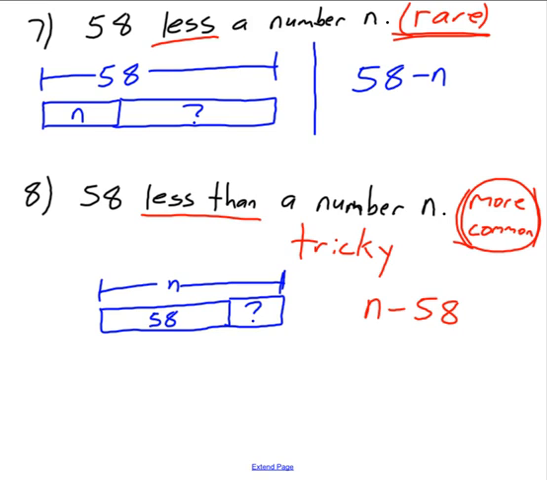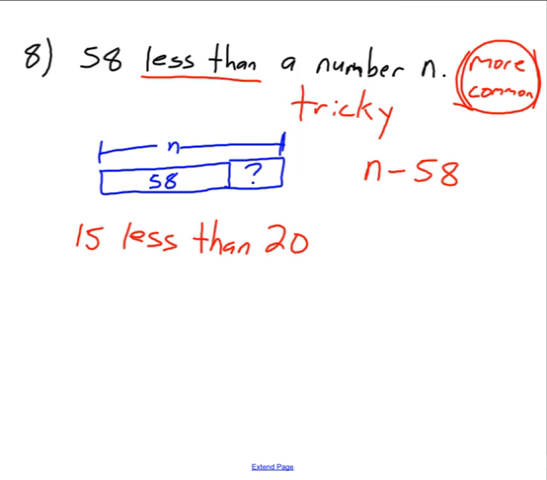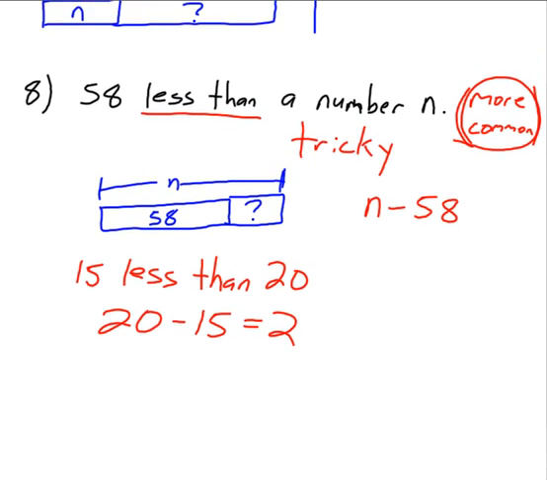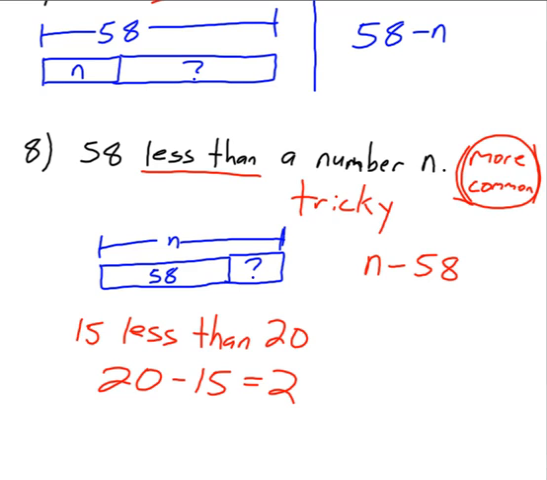It makes more sense when you put numbers in there. If I said, what is 15 less than 20, I think most people would figure out that the answer is 5 there. 15 less than 20 equals 5, and you can see that the 15 and 20 get switched around there. So again, this is a tricky concept. We're going to practice this definitely in class. But 58 less than a number n means you're starting with n here, and then you're subtracting 58, leaving you with this amount there. And that is what I wanted to go back to earlier.